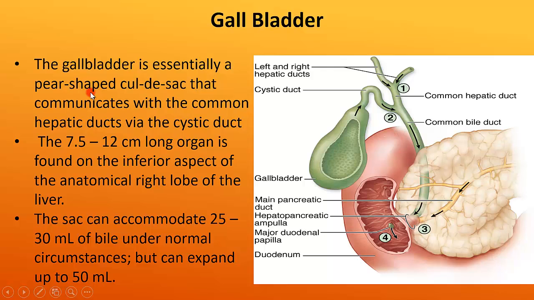Gallbladder is essentially a pear-shaped cul-de-sac that communicates with the common hepatic ducts via the cystic duct. Cystic duct coming from the gallbladder joins with the common hepatic duct to form common bile duct. It is a 7.5 to 12 centimeter long organ that is found on the inferior aspect of the anatomical right lobe of the liver. It can accommodate 25 to 30 ml of bile under normal circumstances but can expand up to 50 ml.